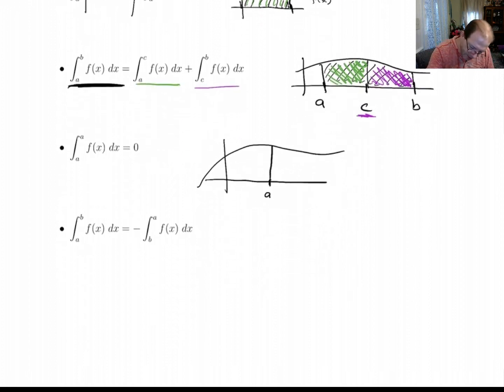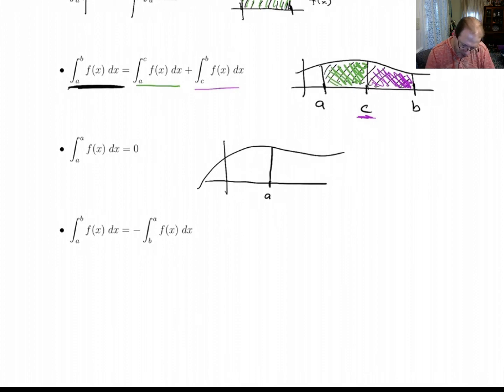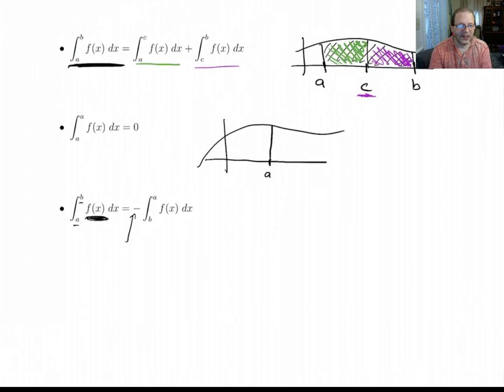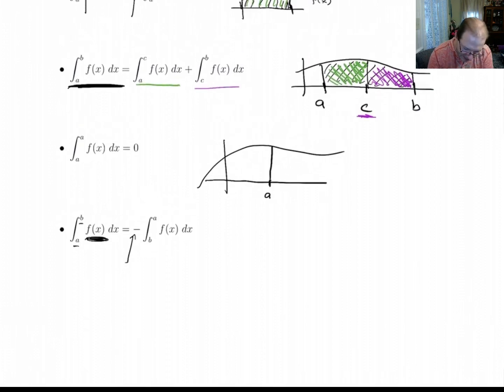All right, this last one will make more sense after we talk about the fundamental theorem of calculus. But what this says is if you integrate f of x from a to b, if you swap a and b, it changes the sign there. And that'll make a lot of sense in another section or two. But for now, just take it on faith. Or take my word for it, I guess. Anyway, that ends this section.